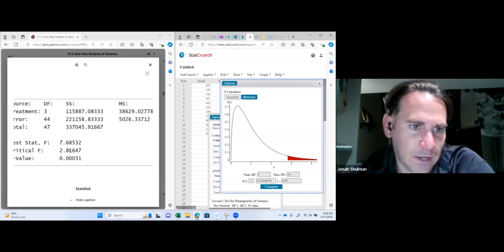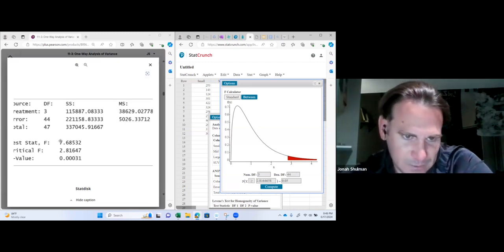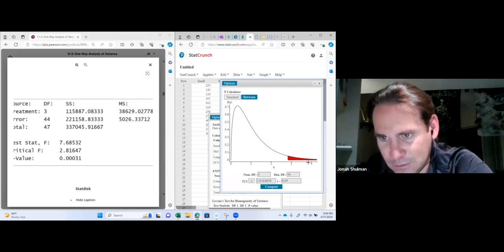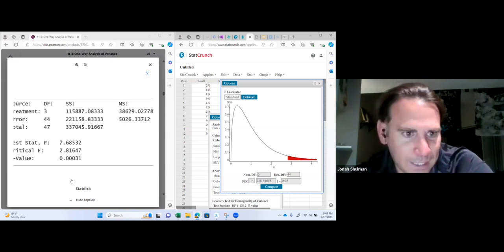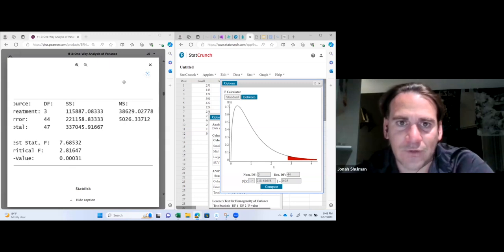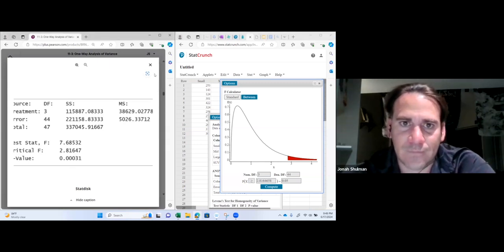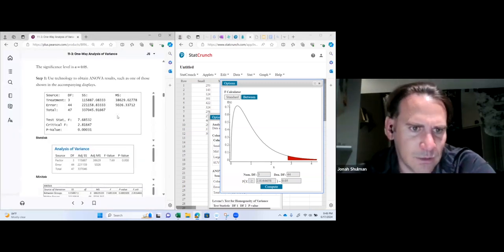So we get the critical value. Because our F statistic, the 7, is all the way over here somewhere. That is more than this 2.8. We know it's significant. All right, I hope that was clear. Let's keep it going.